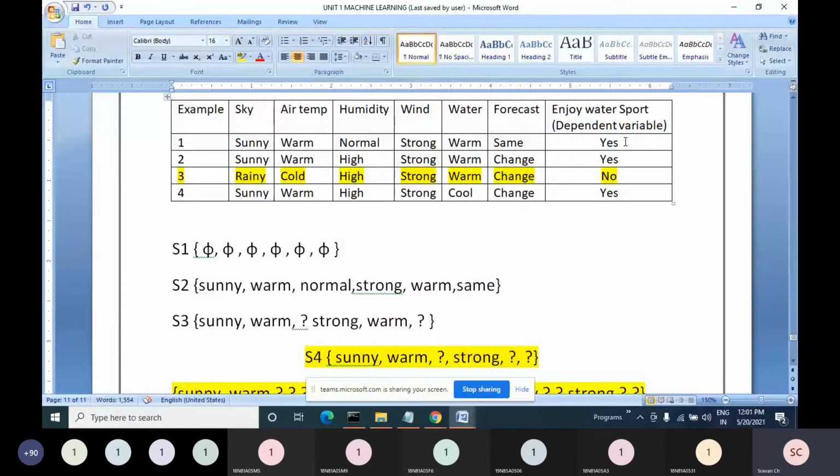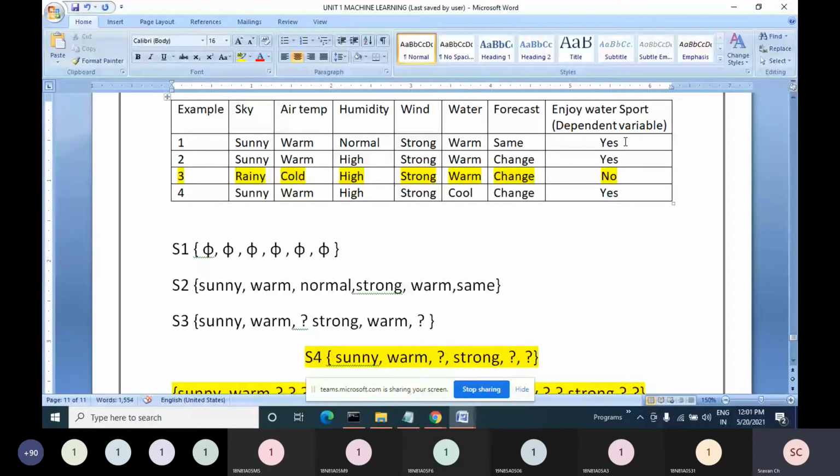Because see here, I have only 4 examples. But how many such combinations can I get? If you remember, in our previous class, we calculated that 972 plus combinations we can get. Because the sky can have 3 different values: sunny, cloudy, rainy. Air temperature has 2 values. The remaining 4 parameters also have 2 possible values. Like that, if you see the combinations, you will get 972 records.